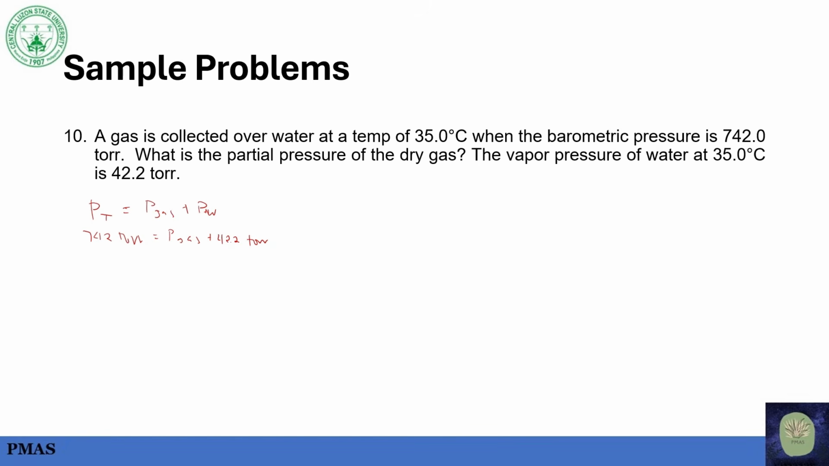Now, to solve for the pressure of the gas, we just need to calculate. So, 742 torr minus 42.2 torr. We just need to subtract. Then, our pressure of the dry gas is 699.8 torr. Okay?